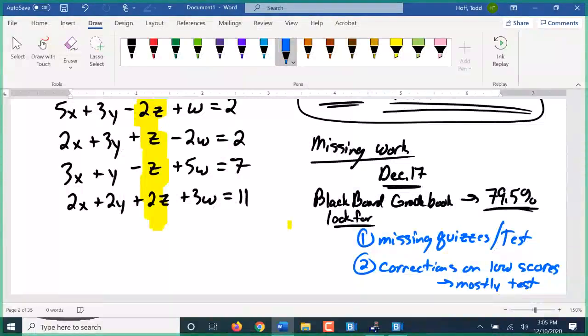So several of you have tests sitting out there in the 70s and 80s percents. Do corrections on those. What you would get back in corrections could be worth as much or more than a full quiz. So make sure you're looking at those. We have 1 week from today to do that.